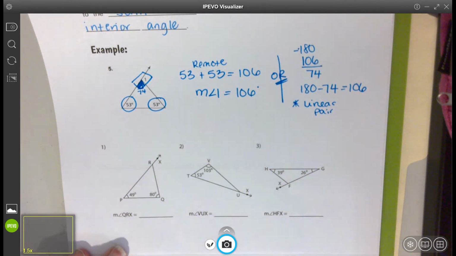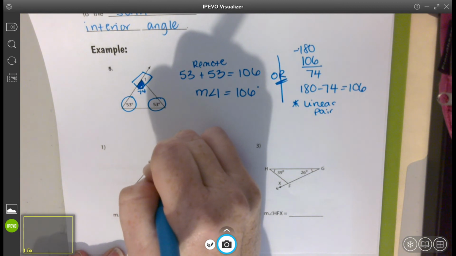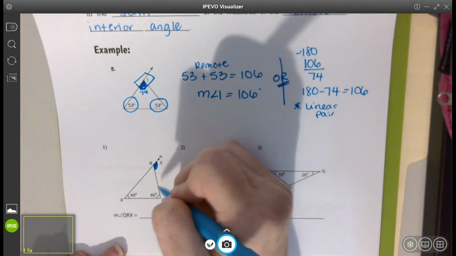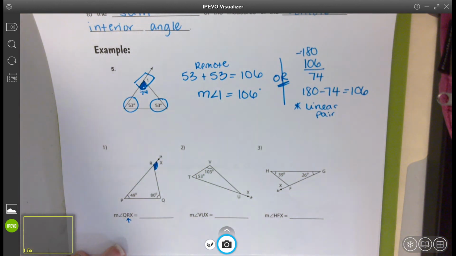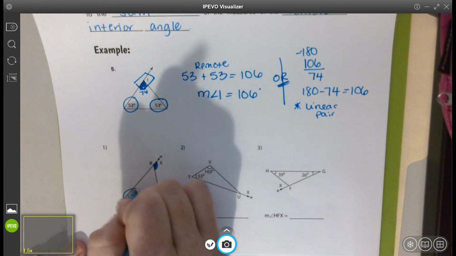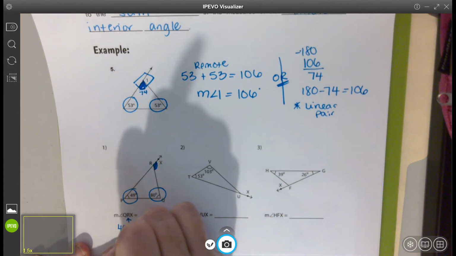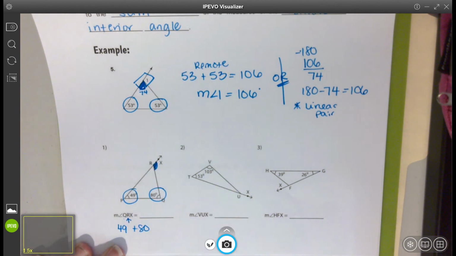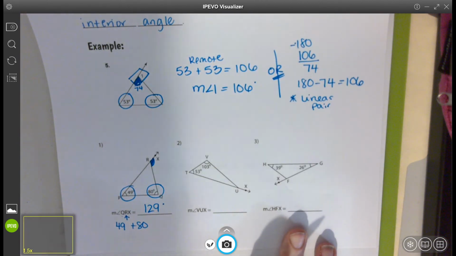All right, so now let's look at our examples down below. So in number 1, we want to find this angle right here, QRX. So remember when we read it, it's QRX, R is in the middle, that's our vertex, that's what we're looking for. So we're adding up our remote interior angles. So that is 49 plus 80, and that should give me 129.